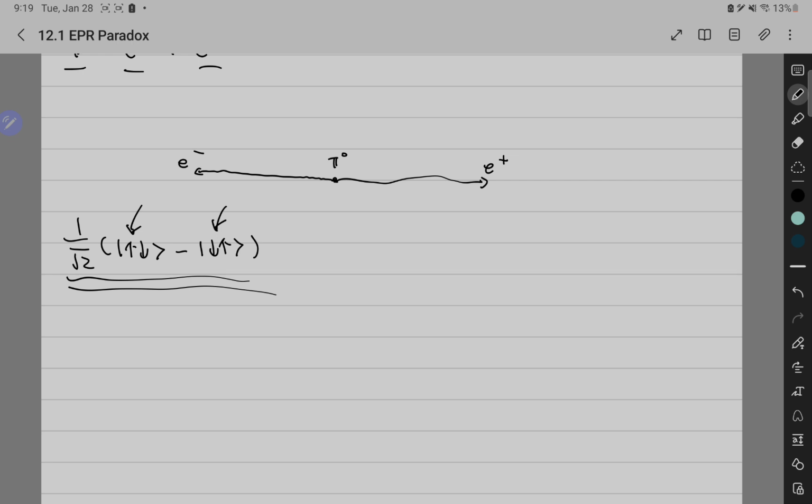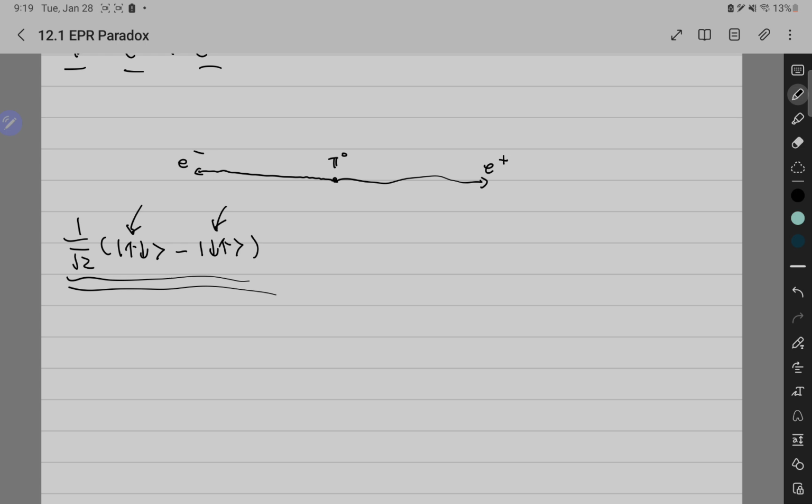You get each combination half of the time. Quantum mechanics doesn't tell you a definite answer each time as to whether the electron or positron is going to be spin up or spin down. That result is only obtained after you make the measurement.